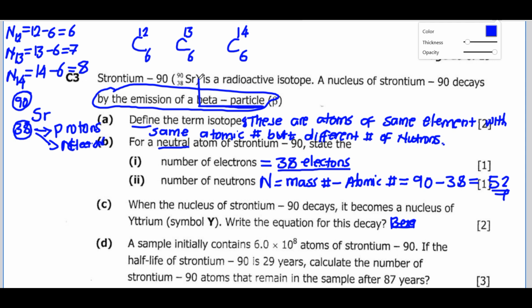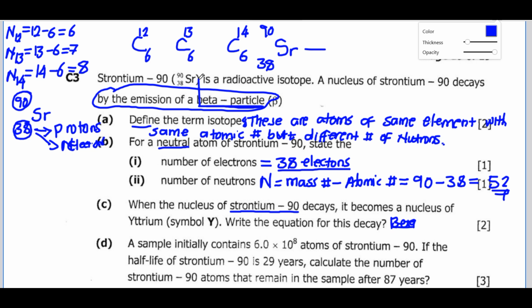So now, what are we supposed to do? Right, so what we are supposed to do is, I'm going to write first the parent atom. In our case, the parent atom is strontium, so I'm going to write Sr. The mass number we have is 90. Then the atomic number is 38.